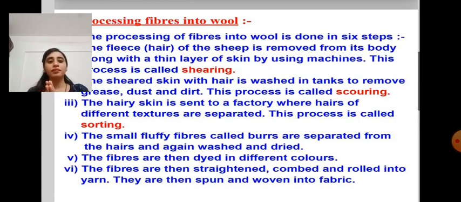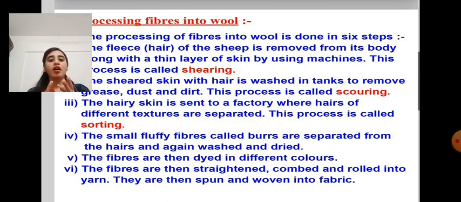Now these small fluffy fibers called burrs are separated from the hairs, and then washed again and dried. After that the fibers are dyed in different colors, so we get different colors of wool. This is red, yellow, others are black, green, different types. These are all done with the help of the dyeing process.